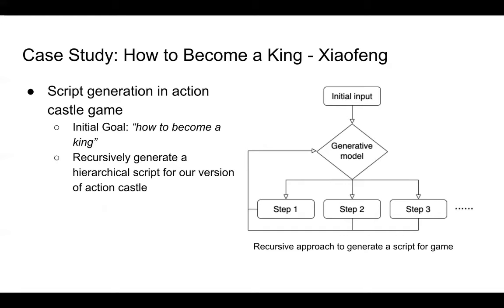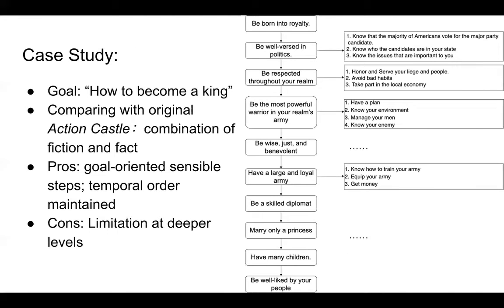Then we take each output step as input to the model, and for each of them, the model generates a sequence of steps at the next level, and so on and so forth. Here on the right side is part of the resulting script we generated using this method. We also have the full version of the script in our report.